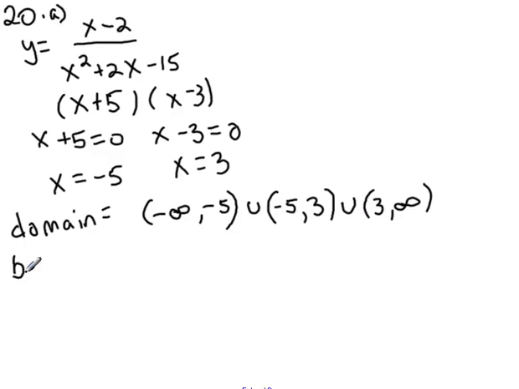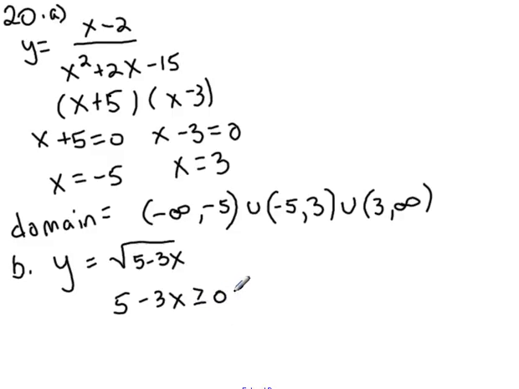Okay, for b, they're asking us to find the domain of the equation y equals the square root of 5 minus 3x. When they're asking you for the domain, they're asking in the real number system. So if we're talking about the real number system, what can I not get under a radical sign or a square root? Under a square root, I cannot have a negative number. So that means I can have 0 or a positive number, but not a negative number. So I'm going to say 5 minus 3x has to be greater than or equal to 0.